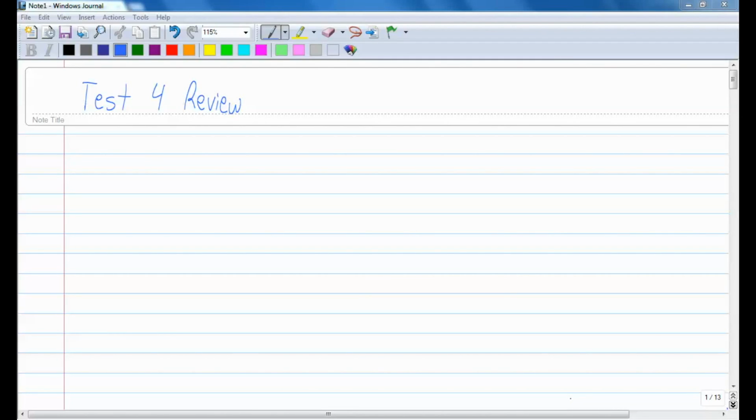Your test 4 review. Problem number 1: the sine of theta equals 4/5, and theta is greater than 0, less than pi over 2. We want to find the cosine of 2 theta. Theta is between 0 and pi over 2. That just tells us that we're in the first quadrant, which for this problem we don't even need.